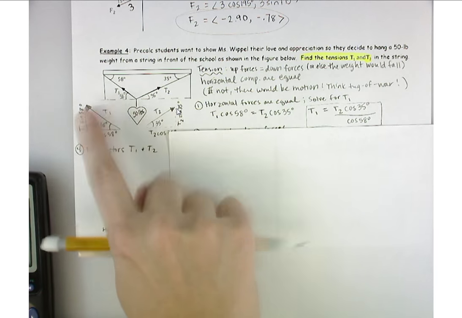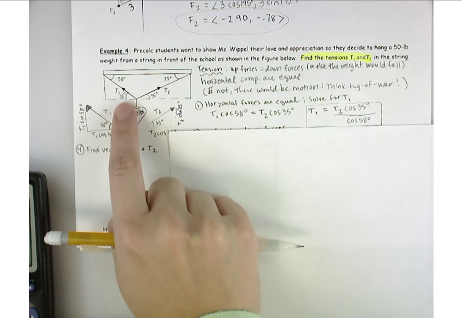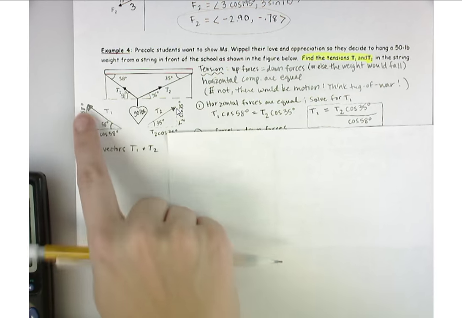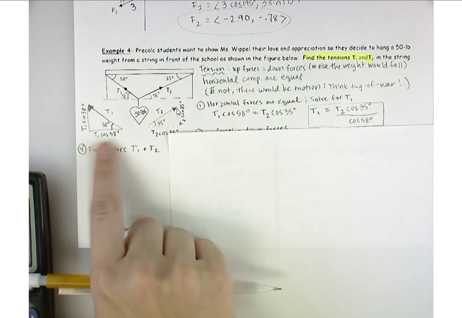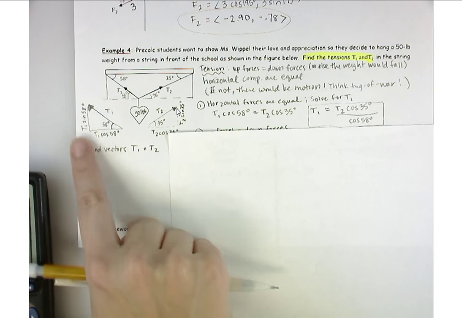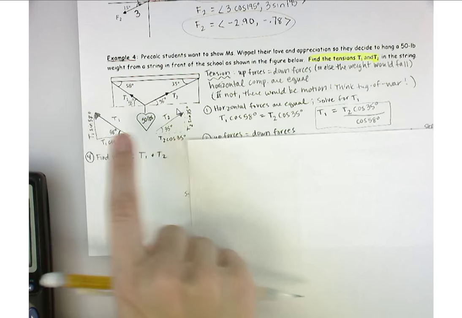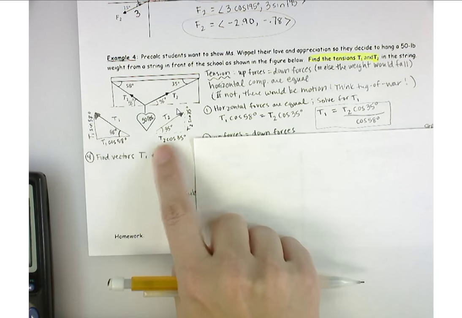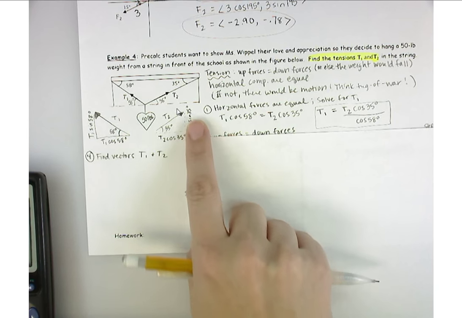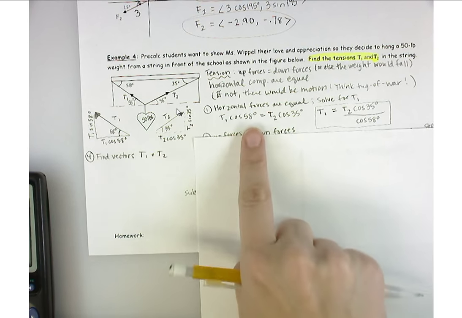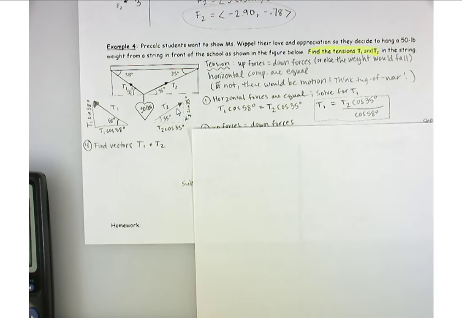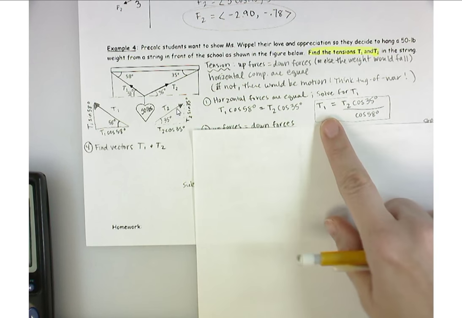We constructed the horizontal forces by using alternate interior angles and then setting up our horizontal and vertical components. Remember, the horizontal component is T sub 1, or the magnitude times the cosine, and the vertical is the magnitude times the sine, and then we did the same thing for T sub 2. So if you set your horizontal forces equal, you could solve that for T sub 1. You could also solve it for T sub 2. I just usually do T sub 1.